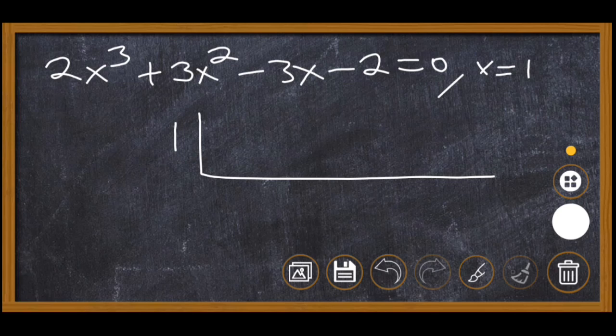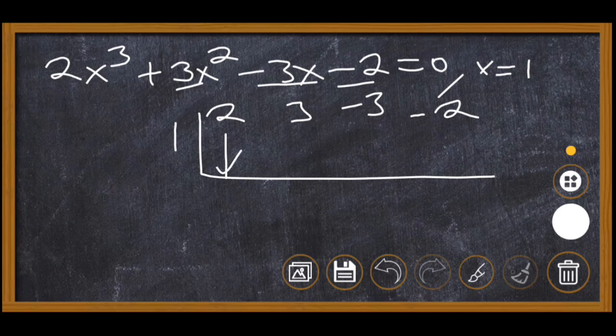For the synthetic method, you simply write this value on this side, and then on this part you write the coefficients of the x values. The first one we begin with is positive 2, so we have 2, and then 3, and then negative 3, and then negative 2. Okay, so the first step after you have done this is dropping this value here. Of course, we have 2. Then this 2 multiplied by this 1 here, we have 2. And then 3 added to 2 here, we have positive 5.